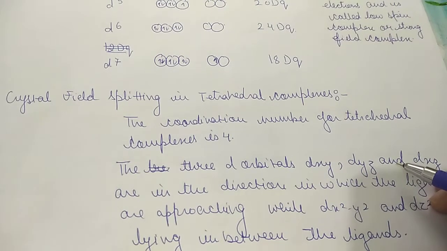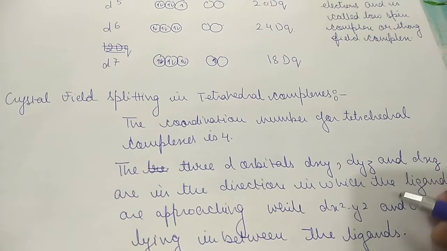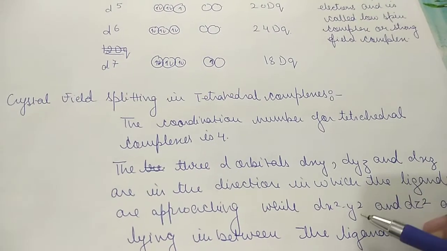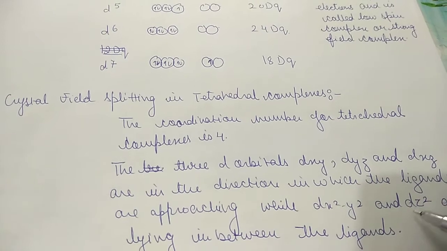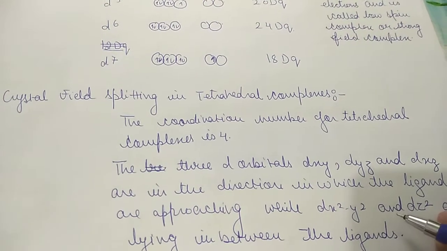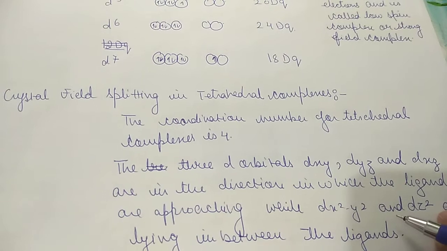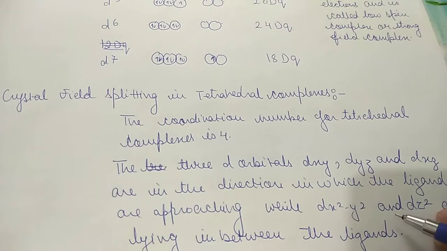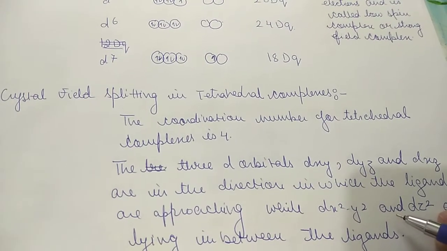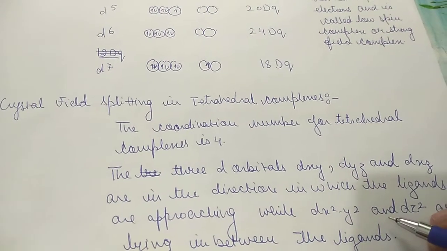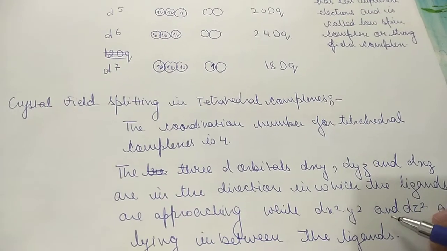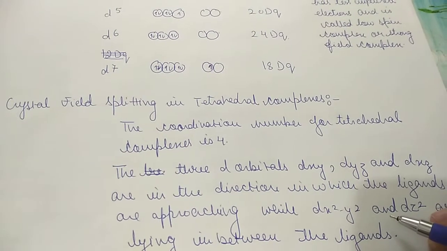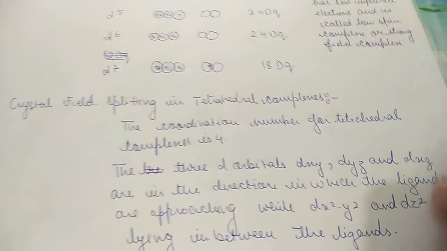So what will happen? The repulsions will increase, and their energy will be more. While the dx2-y2 and dz2, these 2 orbitals, lie in between the ligands. So what will happen here, since they are present in between the ligands? The repulsions will be less. Repulsion between the d electrons and the ligands will be less. So their energy will decrease here.